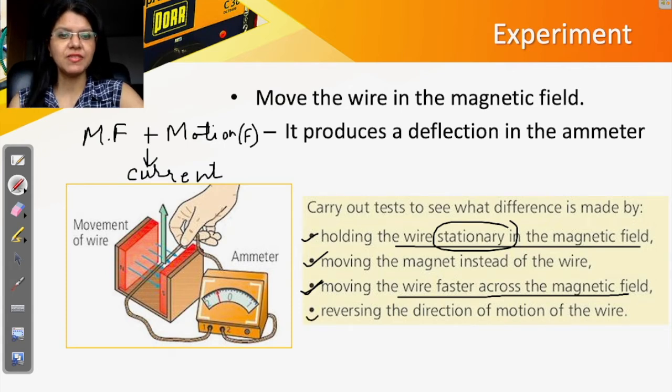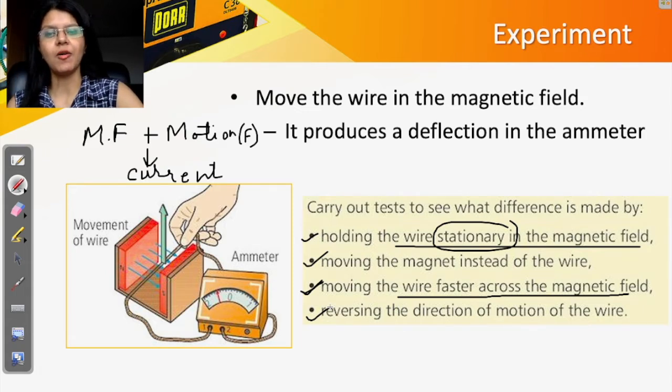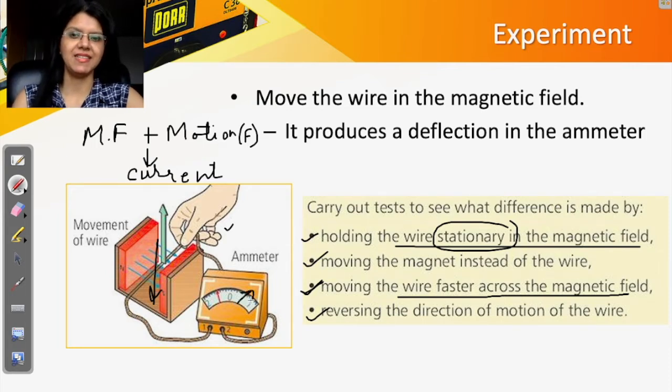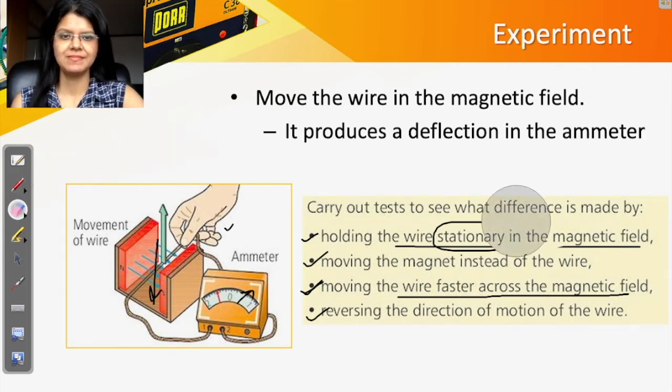You reverse the direction of the motion. If you reverse the direction of the motion of the wire, the current flows in the opposite direction. Instead of moving the wire up, if you are moving the wire down, you'll see that the ammeter needle will deflect in the opposite direction. Opposite movement creates opposite current.